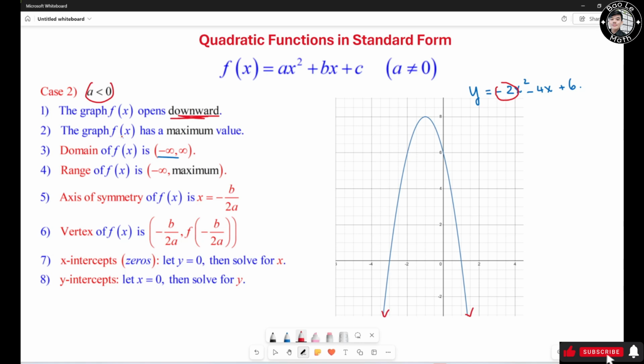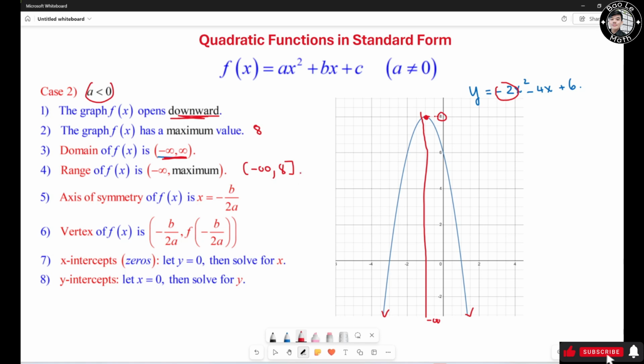Next one, the graph of the function f has the maximum, right? Yes, the maximum value right here. It's going to be 8. Domain is still the same, negative infinity to positive infinity. The range of the function f is from negative infinity, because it keeps going downward, all the way up to the maximum right here, 8. So negative infinity to 8. Make sure you put the bracket right here.